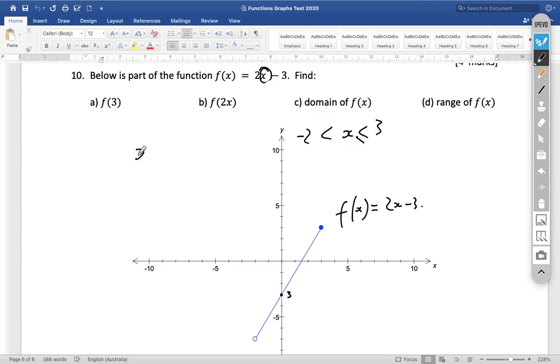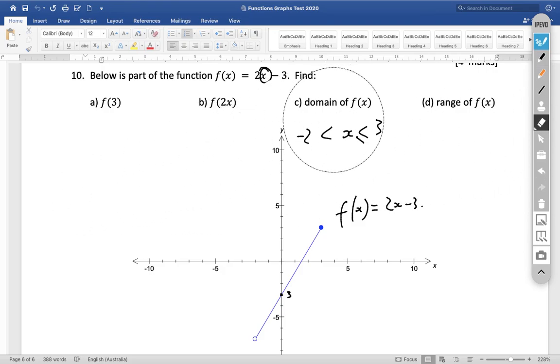Now this notation here is lies between. That's how I think of it. You want to say this number's smaller than x and x is smaller than that number, or read it backwards. X is greater than minus 2. Yeah, it is.